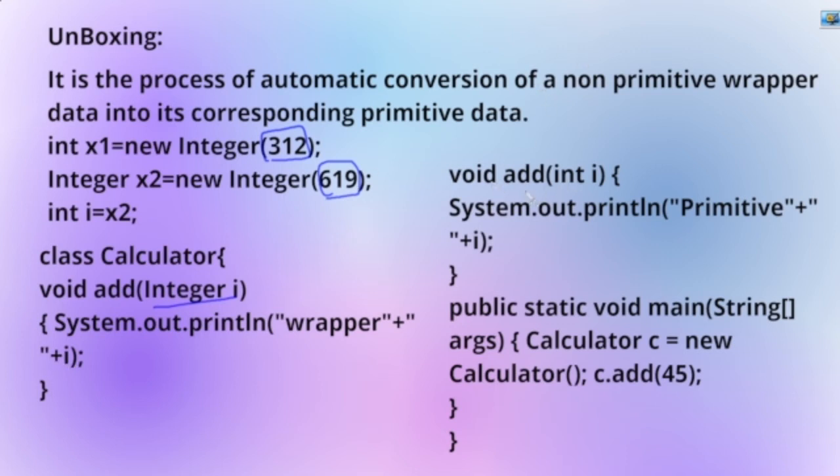Void add(int i). So here you can see Integer i is one thing and int i is another. Integer is the wrapper class, it has to be told, and here it is primitive data. So System.out.println primitive data of that and the value. So whenever you call c.add(45), what output is it going to give you? Let us see it once in our Eclipse.